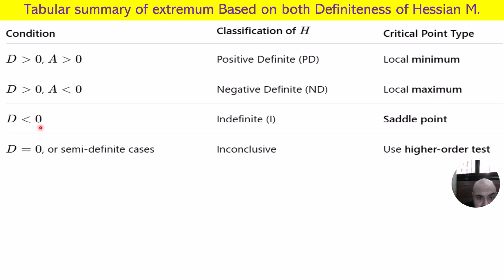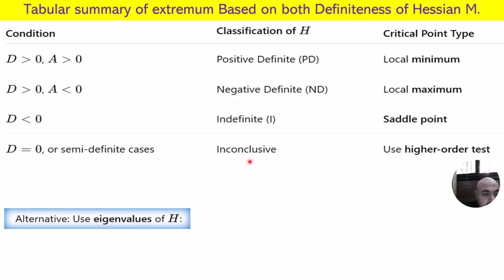When D is less than 0, you will have the indefinite case, which is a saddle point. When D is equal to 0, the system will be inconclusive, and we will need to go through further investigation. It is the inconclusive case of semi-definite cases, both negative semi-definite or positive semi-definite. Okay, alternative use of eigenvalues, so that it is also completed for all the vectors.